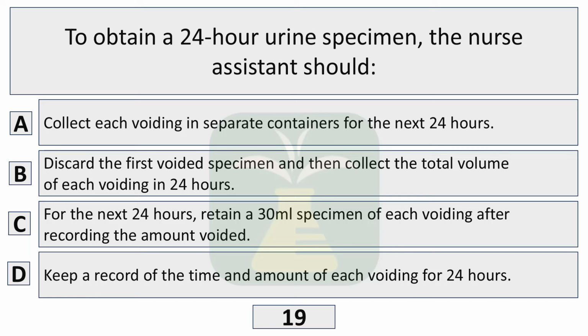To obtain a 24-hour urine specimen, the nurse assistant should: A, collect each voiding in separate containers for the next 24 hours. B, discard the first voided specimen and then collect the total volume of each voiding in 24 hours. C, for the next 24 hours, retain a 30 milliliter specimen of each voiding after recording the amount voided. D, keep a record of the time and amount of each voiding for 24 hours.